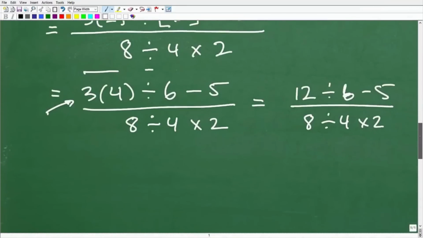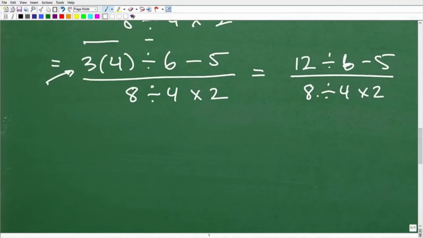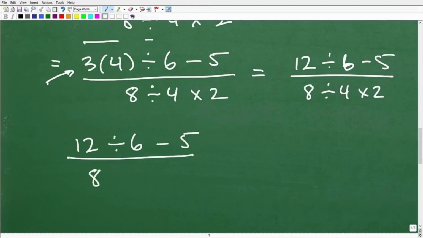Okay, so now we're really getting there, right? Getting more and more simplified. And I'm going to write this down here. 12 divided by 6 minus 5 over 8 divided by 4 times 2. All right, so let's get our little PEMDAS out again. PEMDAS.